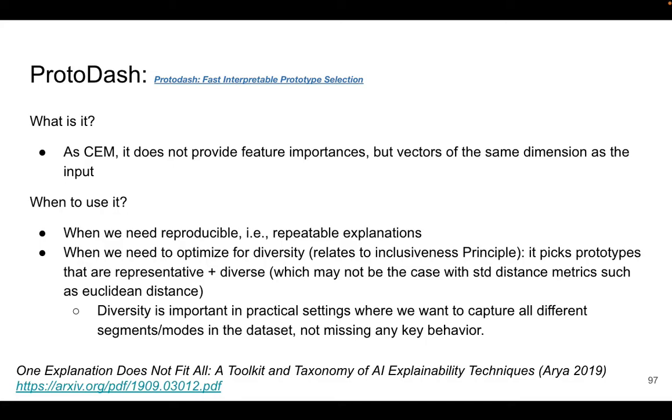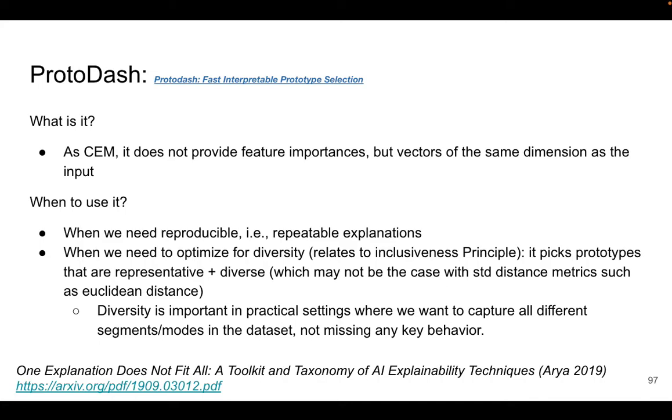Also, it allows the inclusive principle we were talking about, because it allows us to keep in mind the different audiences and adapt to them. So it does not give feature importance like we saw yesterday, for instance, with SHAP, but it gives a vector of the same dimension as the input, so you can compare with similar individuals and see how others compare to you and why others got the credit and you didn't, right? Which can be very useful.